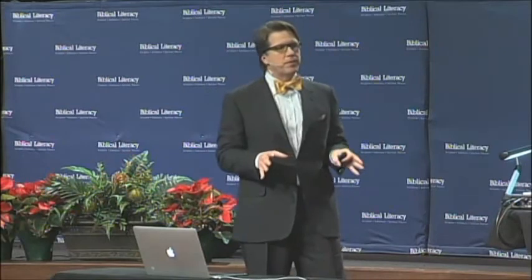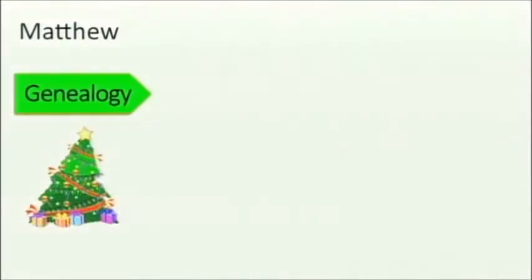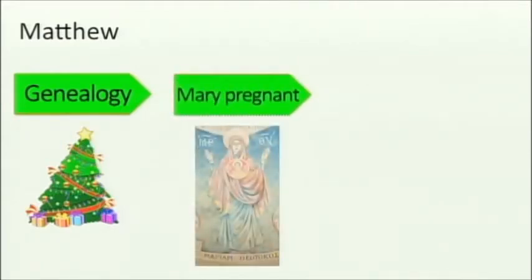Okay, now, if we want to read about the Nativity in the Bible, the main places we're going to go are Matthew and Luke. If we go to Matthew, Matthew starts out with the genealogy of Jesus. And the genealogy is not a Christmas tree. It's a family tree instead. And the family tree goes all the way down to Jesus. From there, Matthew transitions into Mary being pregnant. It doesn't go into great detail. It just simply says that Mary and Joseph had not yet come together as husband and wife, even though engaged, and Mary is found to be pregnant.